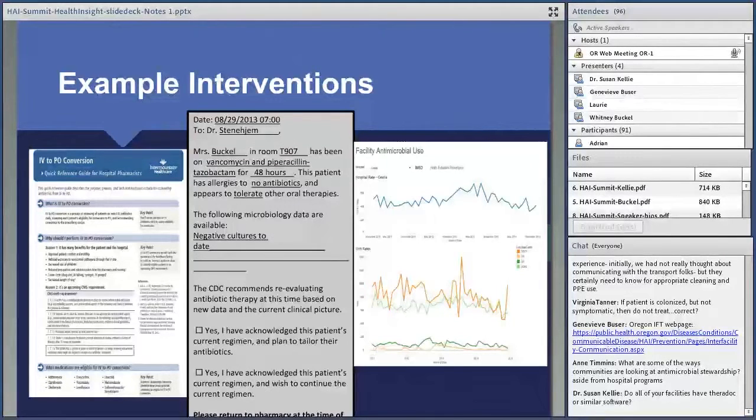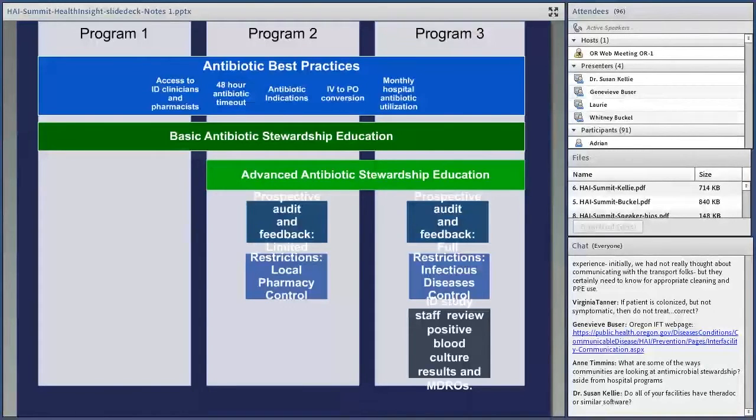And then if you look at program 2 and 3, there's some additional special things that we did. So we did advanced antibiotic stewardship education through these My Learning modules. And then they did prospective audit and feedback, a limited version in the medium program and a full program in the high program. And then restrictions. We did do antibiotic restrictions.